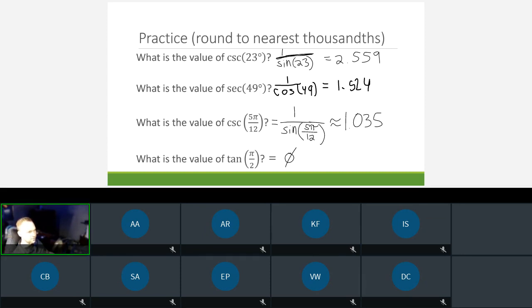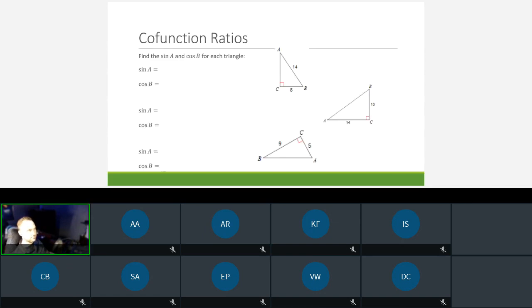Yep, all of you should get undefined, whether you do tan of 90 degrees in degree mode or tan of pi over 2 in radian mode. You get undefined. It's always your fault. All right. All right, let's do some more stuff.